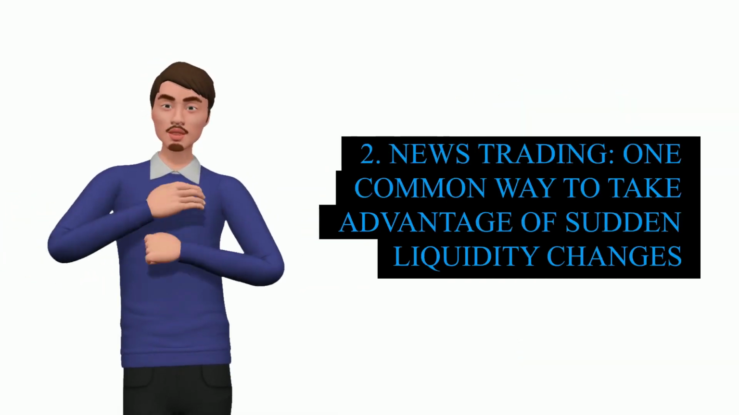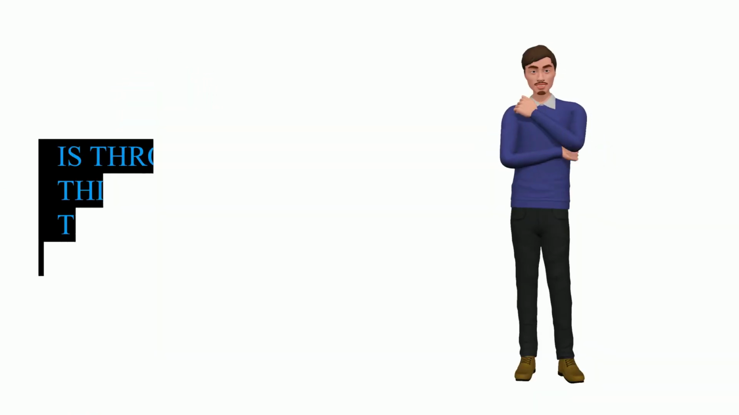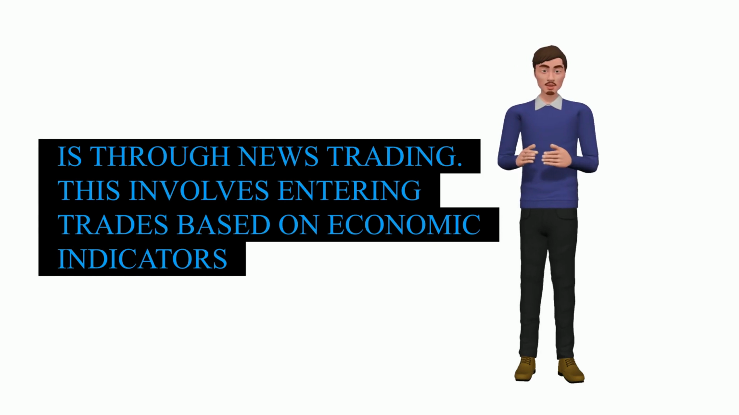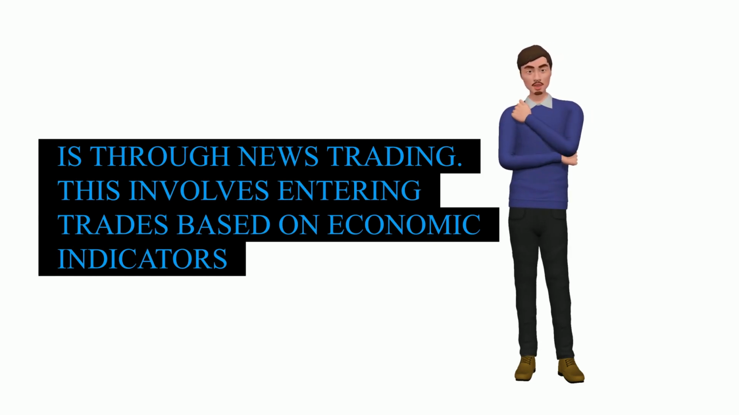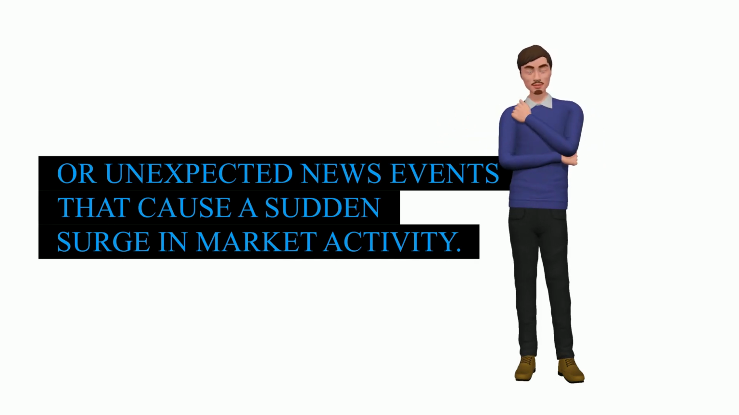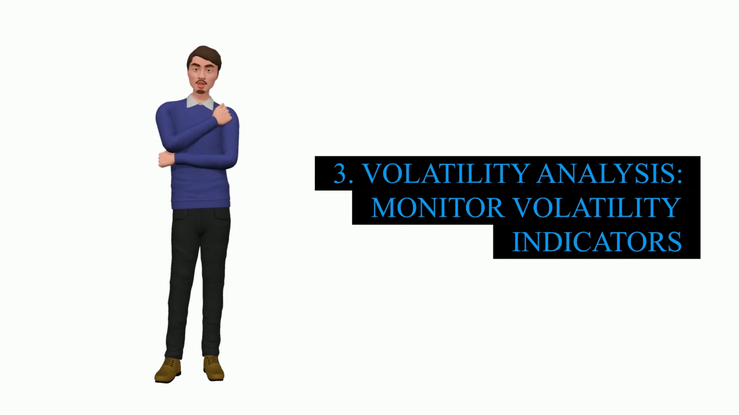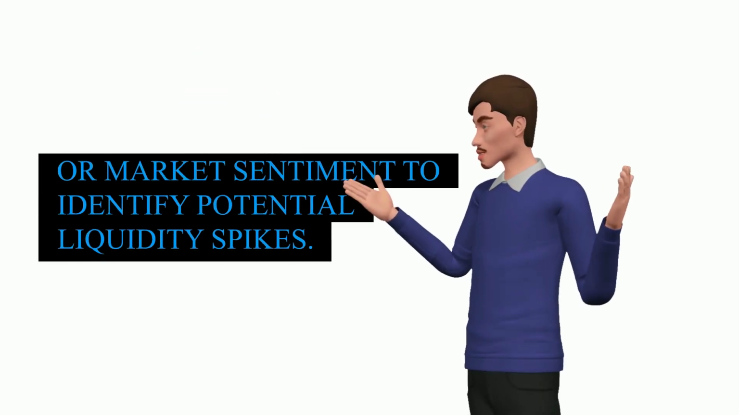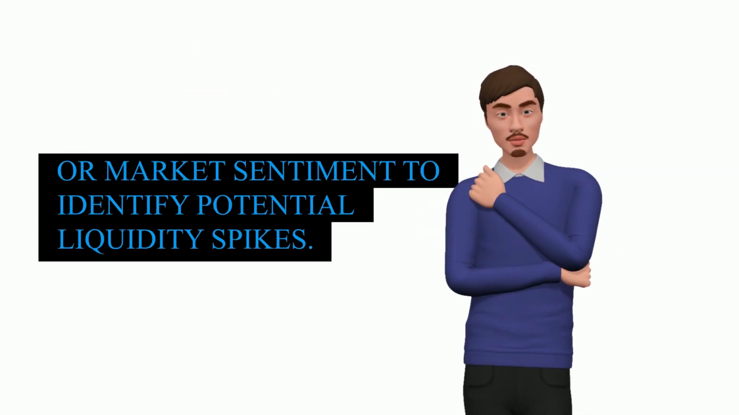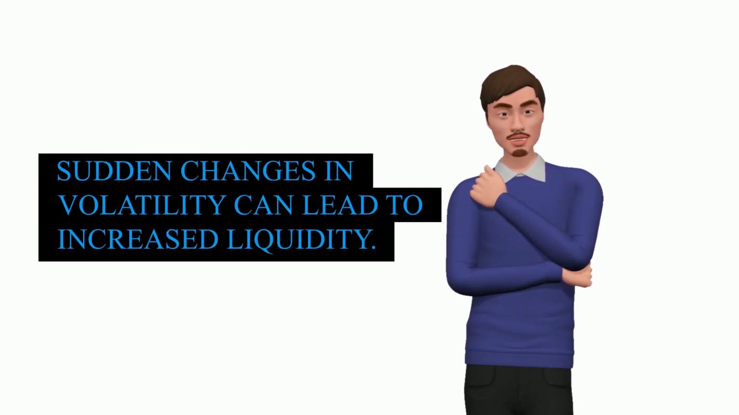2. News trading. One common way to take advantage of sudden liquidity changes is through news trading. This involves entering trades based on economic indicators or unexpected news events that cause a sudden surge in market activity. 3. Volatility analysis. Monitor volatility indicators or market sentiment to identify potential liquidity spikes. Sudden changes in volatility can lead to increased liquidity.